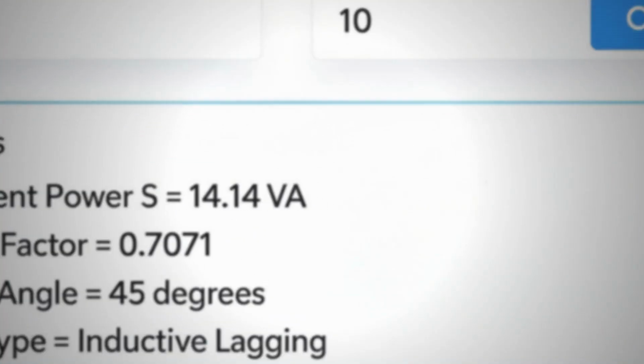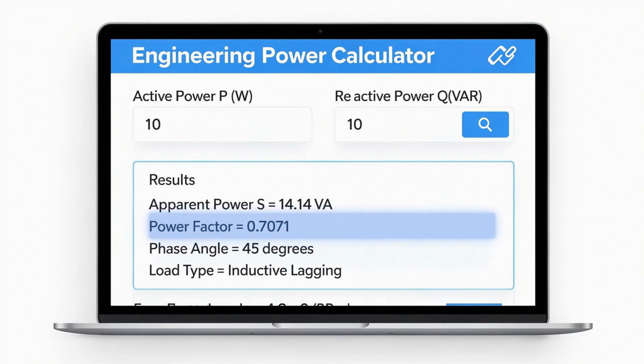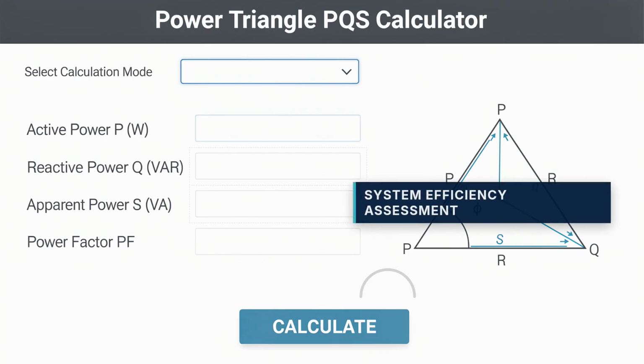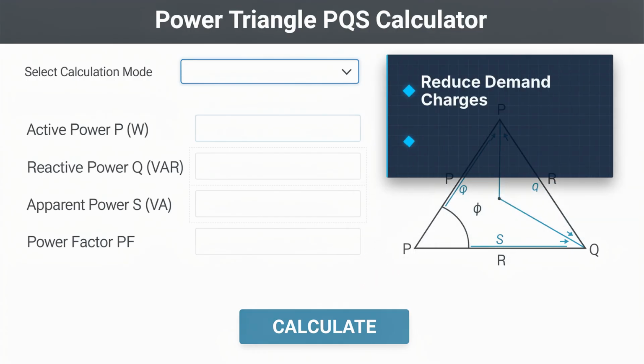It also calculated our power factor as 0.7071 or 70.71%, phase angle theta as 45 degrees, identified the load type as inductive lagging, and provided a system efficiency assessment stating fair power factor with power factor correction recommended to reduce demand charges and improve system capacity.